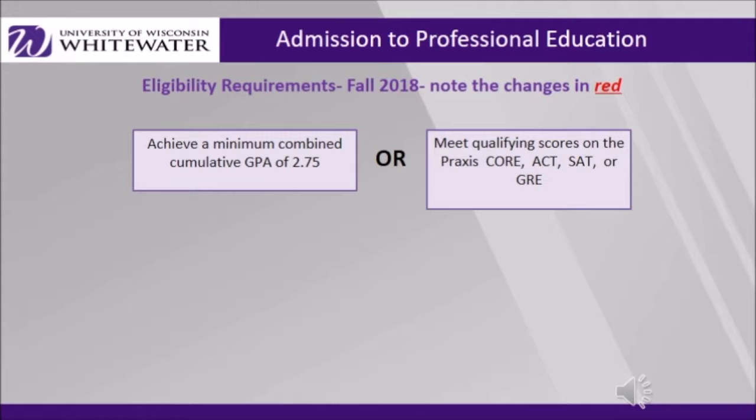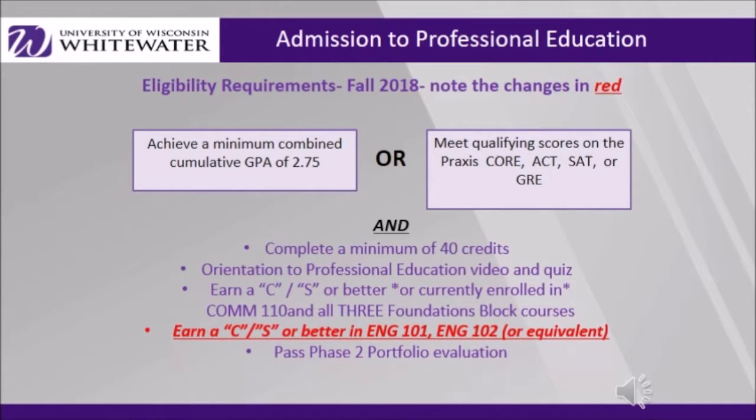In the fall of 2018, we will be adding an additional component for admission to the college. Students must also obtain a C or better in English 101 and 102 or its equivalent.